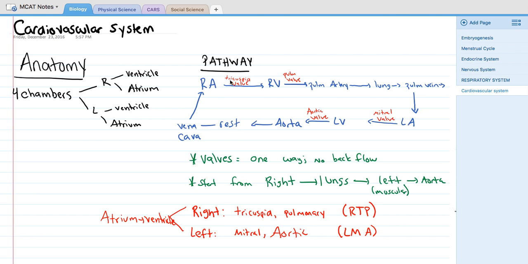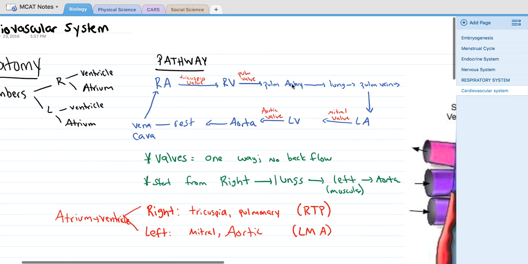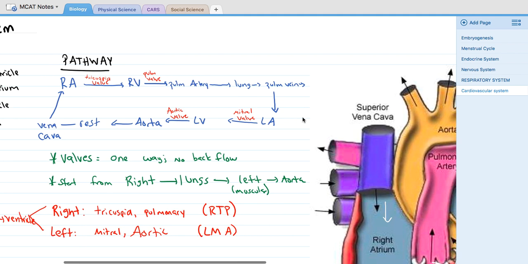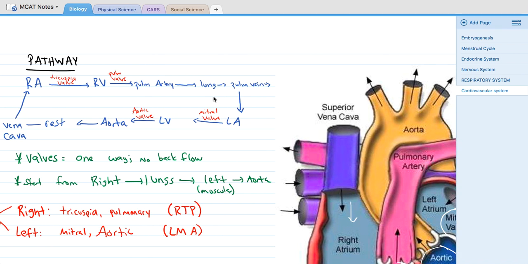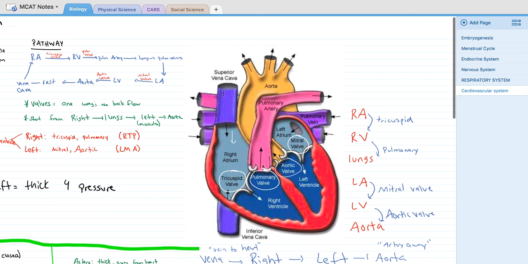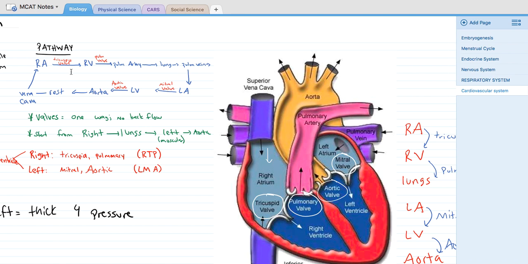In between the right atrium and the right ventricle, you have the tricuspid valve. So right atrium to right ventricle through the tricuspid valve right here. And then the pulmonary artery will take the blood to the lungs.